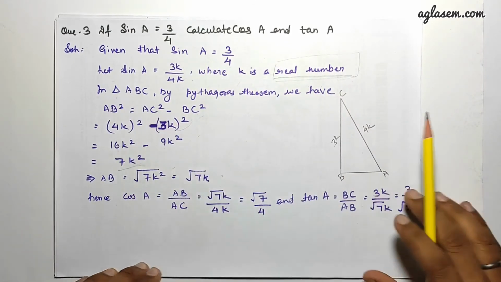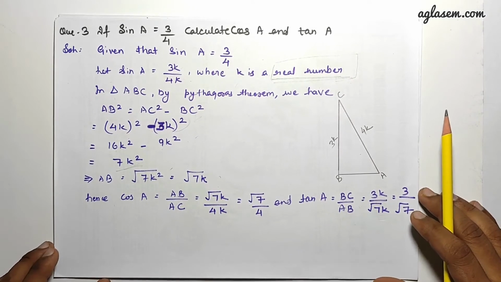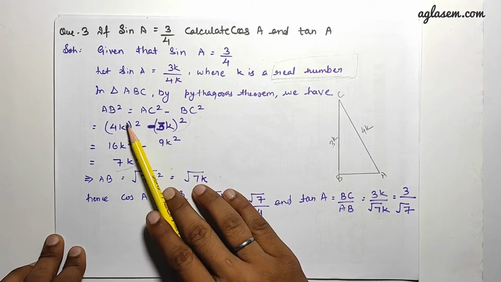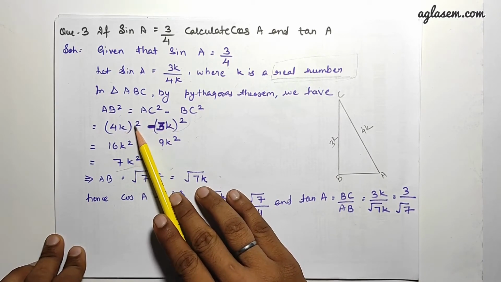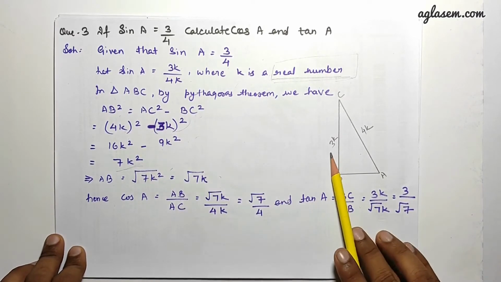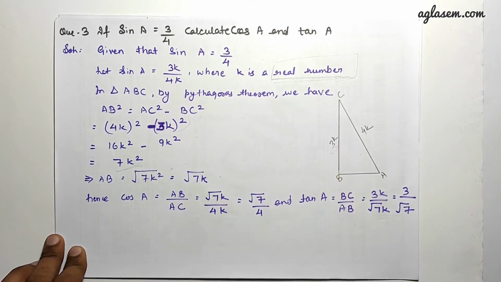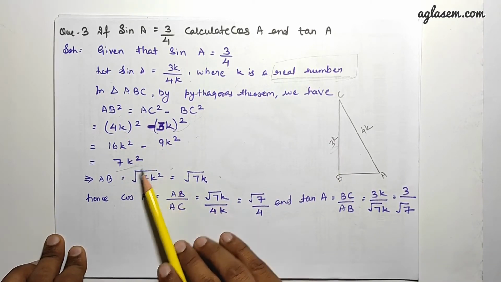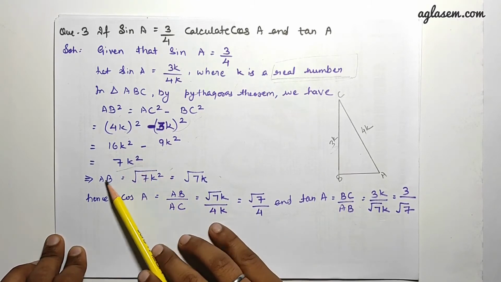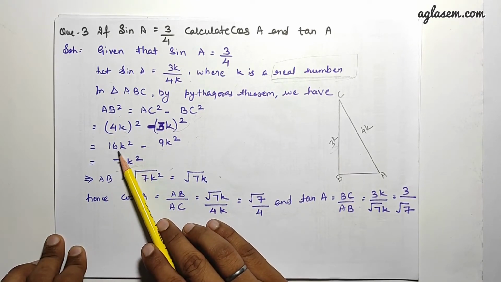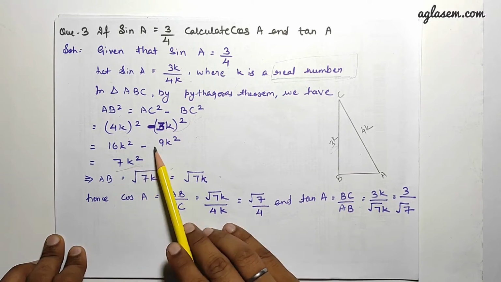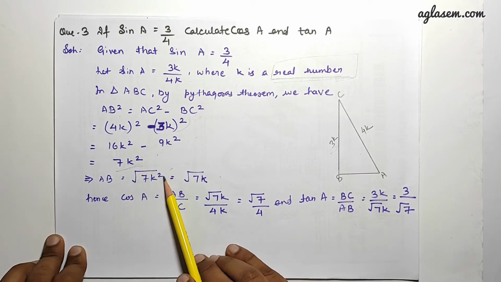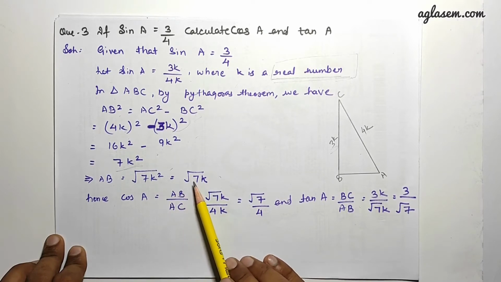In triangle ABC by Pythagoras theorem, we have AB square is equal to AC square minus BC square. So AC square is 4k square and BC square is 3k square, that is given in the figure. Then 4k square is 16k square and 3k square is 9k square. So let's solve this. 16 minus 9, that is 7k square. So AB is equal to under root 7k square is equal to root 7 k.